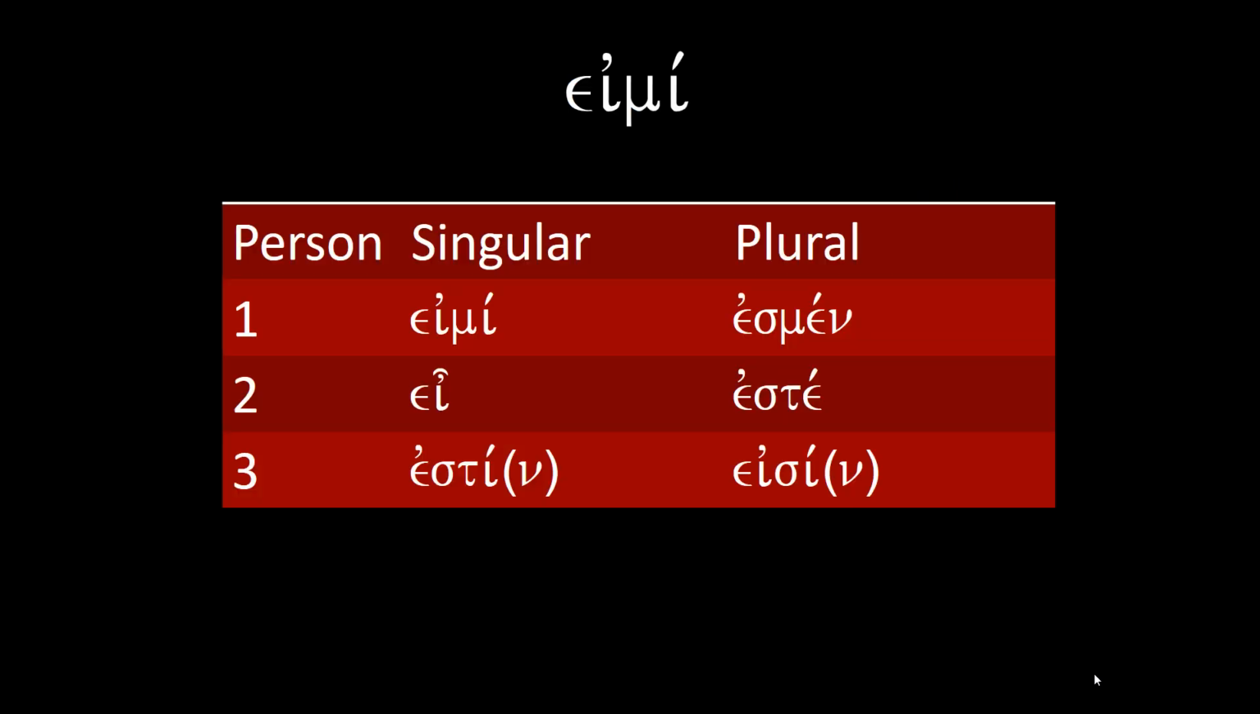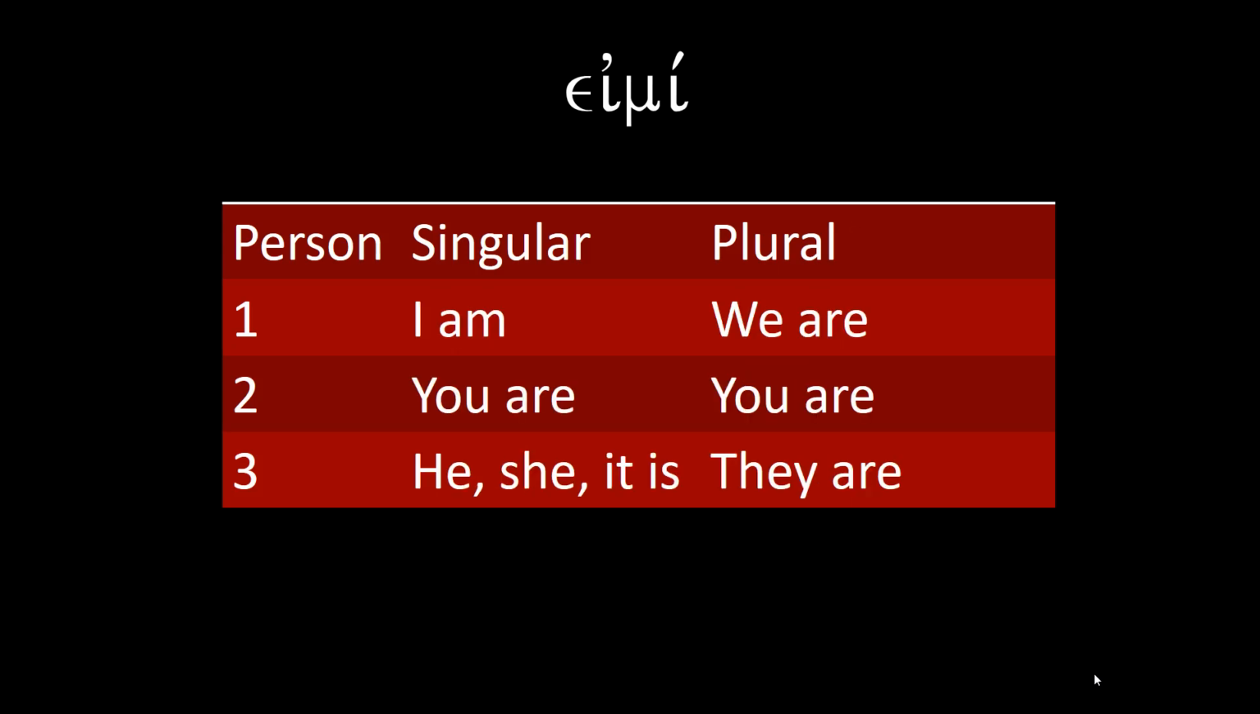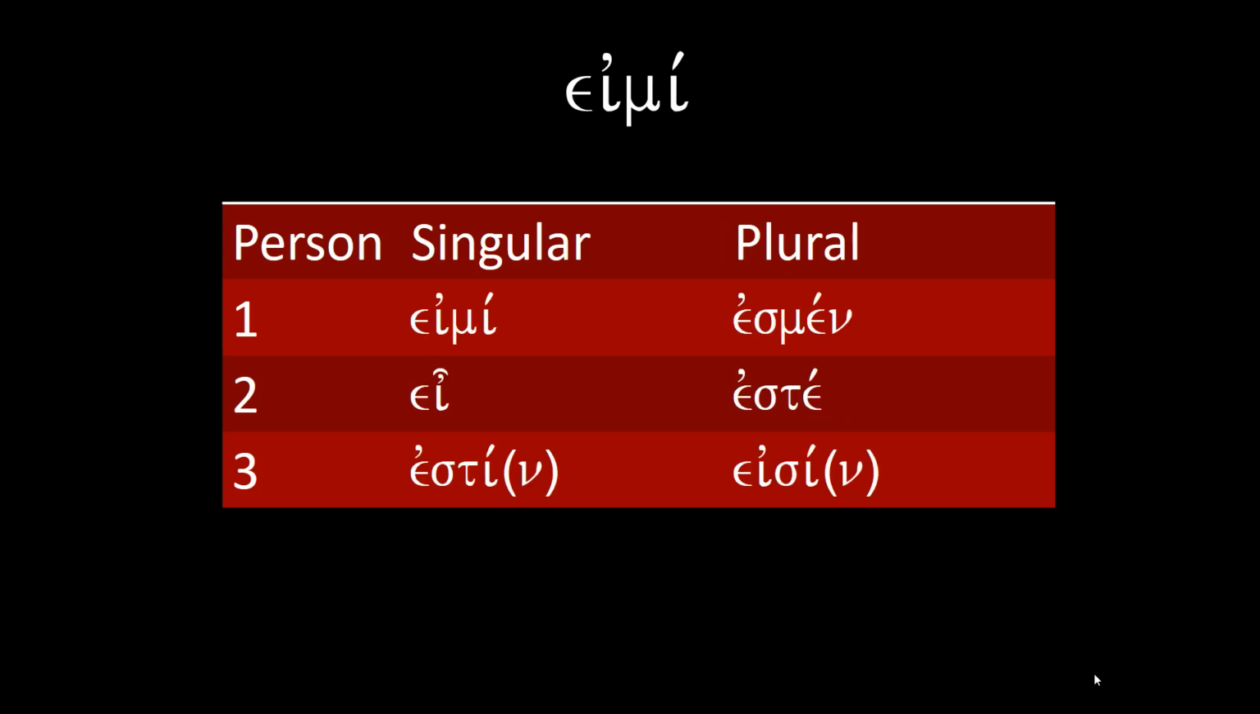We also studied the verb eimi, the being verb. As you might imagine, this is very frequent. The present tense of eimi: eimi, ei, esti, esmen, este, eisin. I am, you are, he, she, or it is. We are, you are, they are.